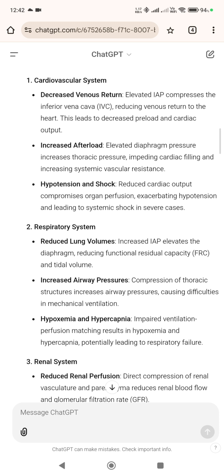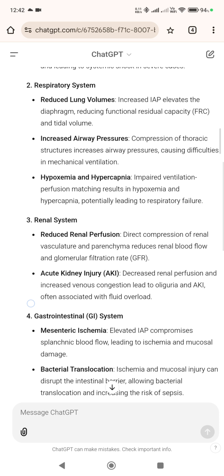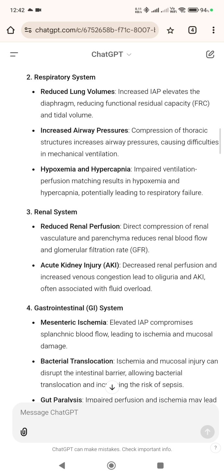Hypotension and shock. Reduced cardiac output compromises organ perfusion, exacerbating hypotension and leading to systemic shock in severe cases. 2. Respiratory system. Reduced lung volumes. Increased IAP elevates the diaphragm, reducing functional residual capacity, FRC, and tidal volume.